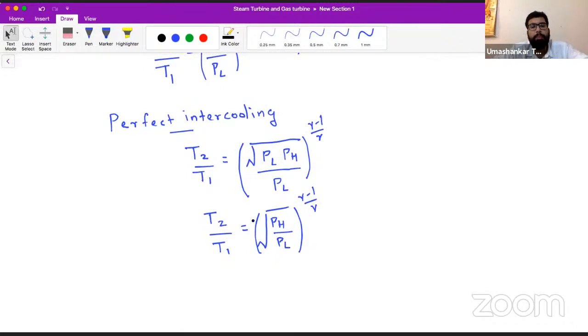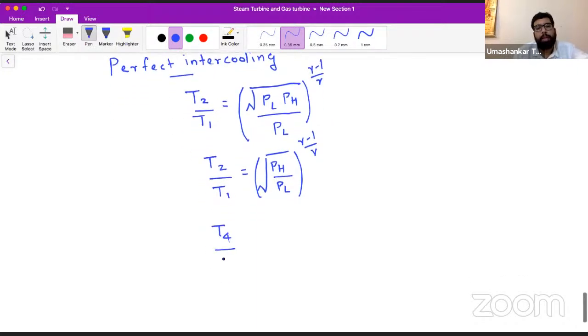So if we are having the perfect intercooling, T2 by T1 will come out to be like this. So T4 by T3 is also what? Or let me say, T3 by T4 is what?